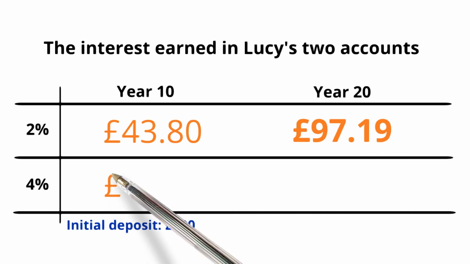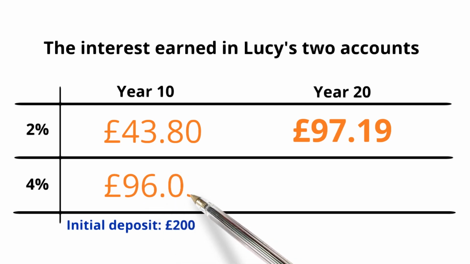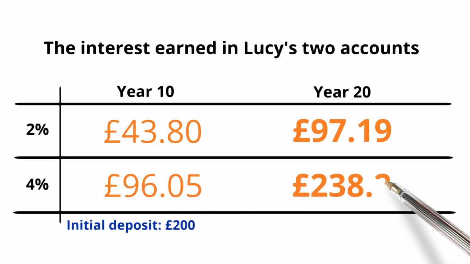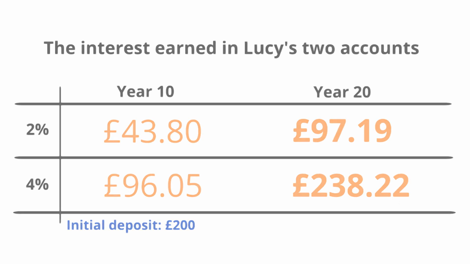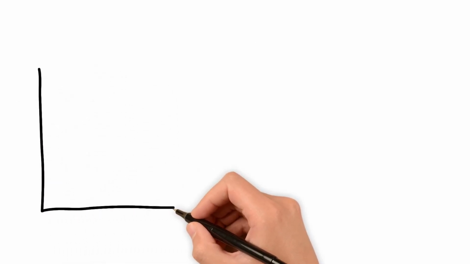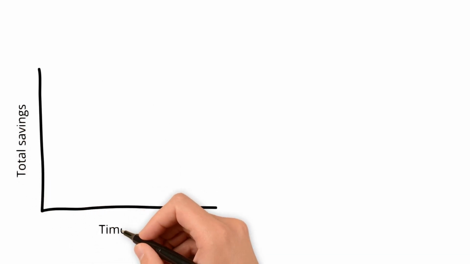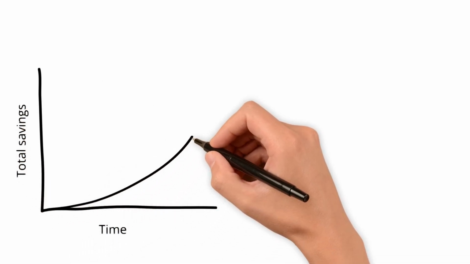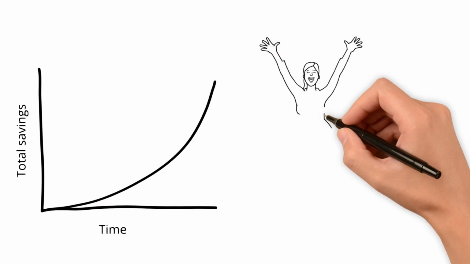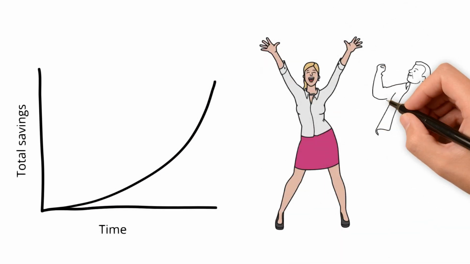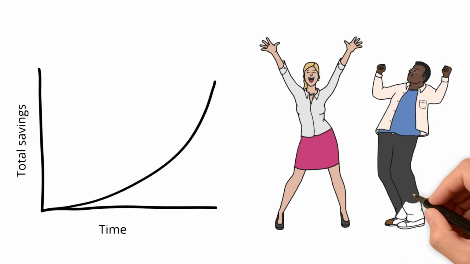After 10 years, she'll receive £96.05 in interest and a massive £238.22 over 20 years. This effect will grow larger and larger over time as interest that has been gained earns further interest. At some point, if no withdrawals are made from the account and the interest rate is high enough, the interest earned each year could be greater than the initial deposit.